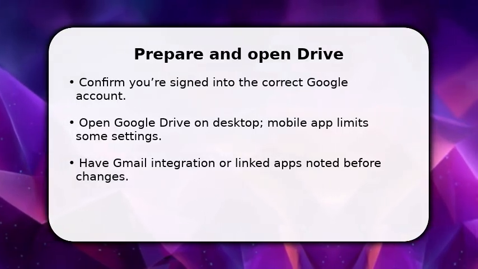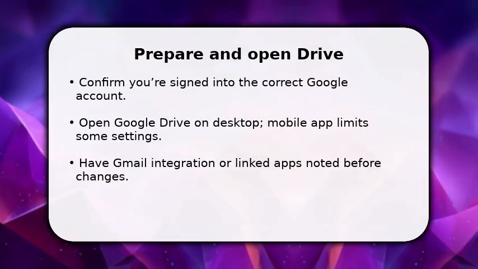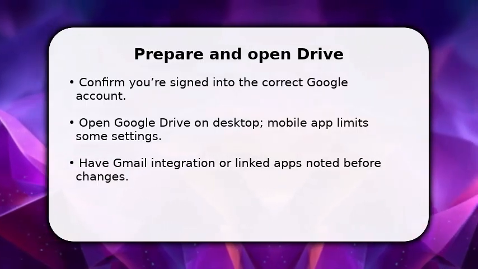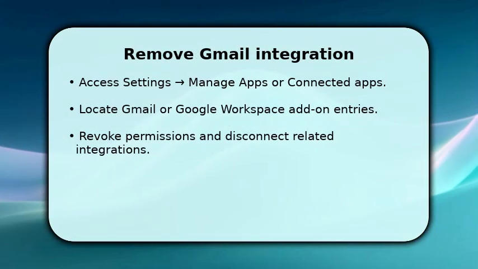Now navigate to Settings, gear icon, and then to Manage Apps or Notifications to locate Gmail-related permissions. This is where you begin the removal process. You'll now locate and remove the Gmail integration itself.